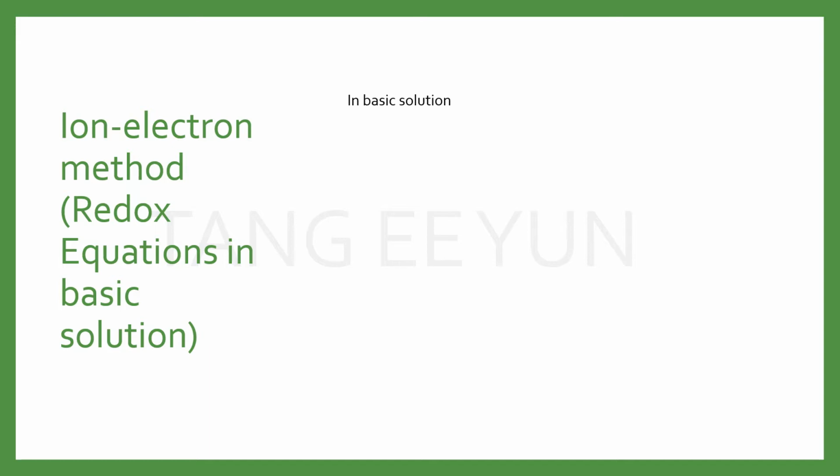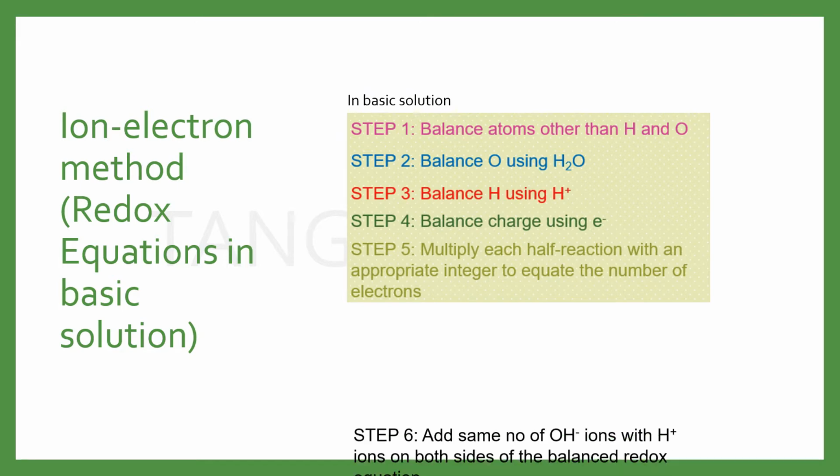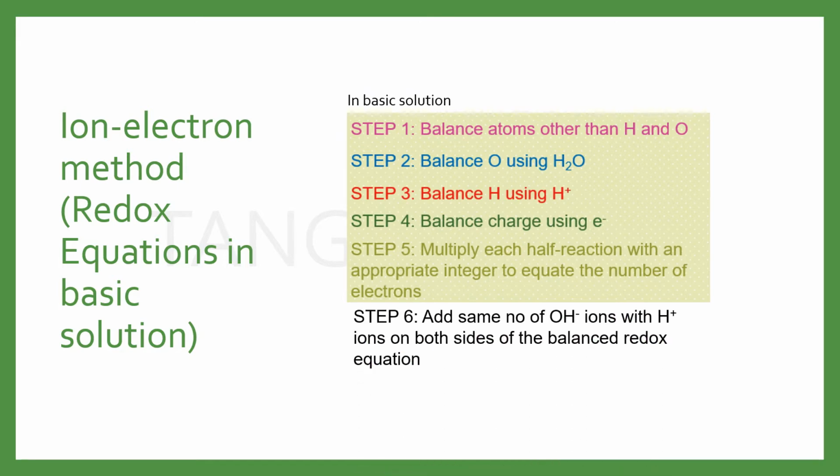So basically, to balance a redox equation in basic solution, you still follow the 5 steps, but you have an extra step, step number 6, whereby you need to add the same number of hydroxide ions as hydrogen ions on both sides of the balanced redox equation.